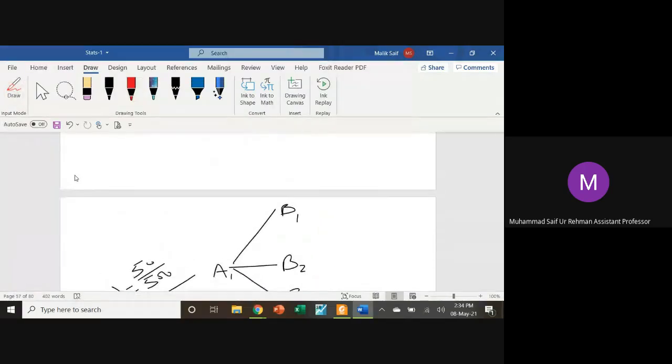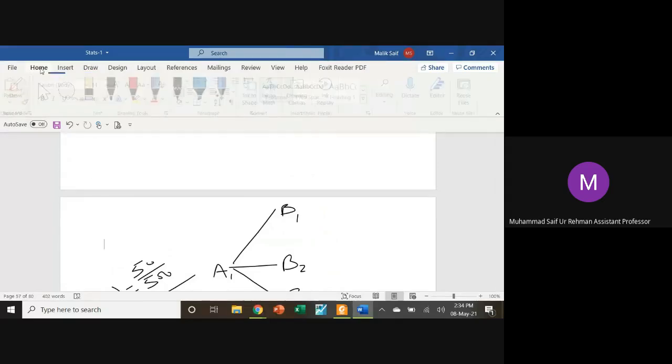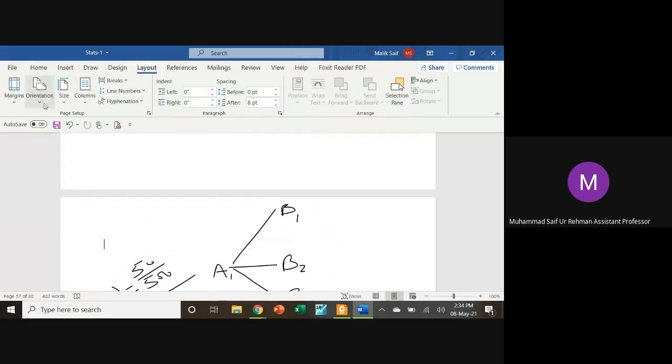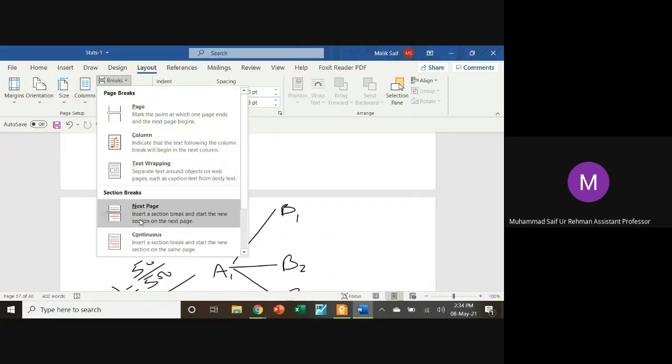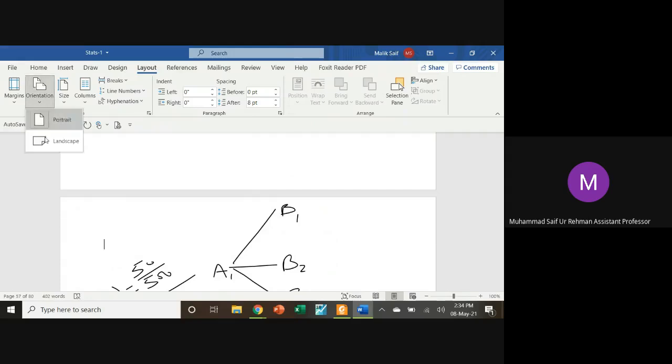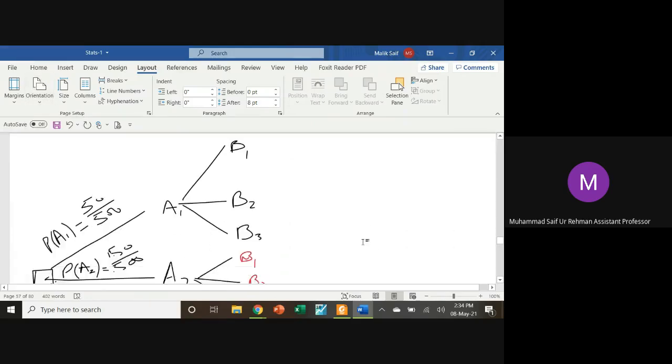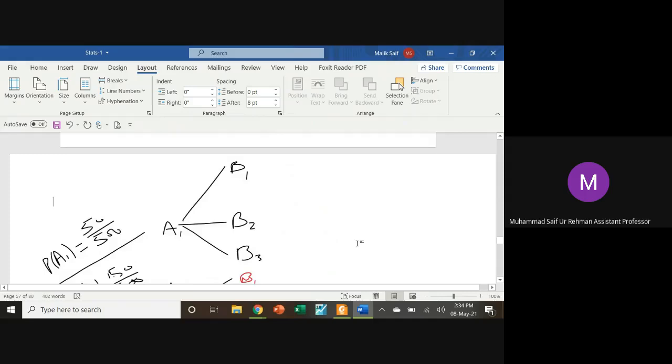So let me have the page in landscape. I want to have it landscape, but before that I have to break the page. Yes, now it is easy for me to cover it.